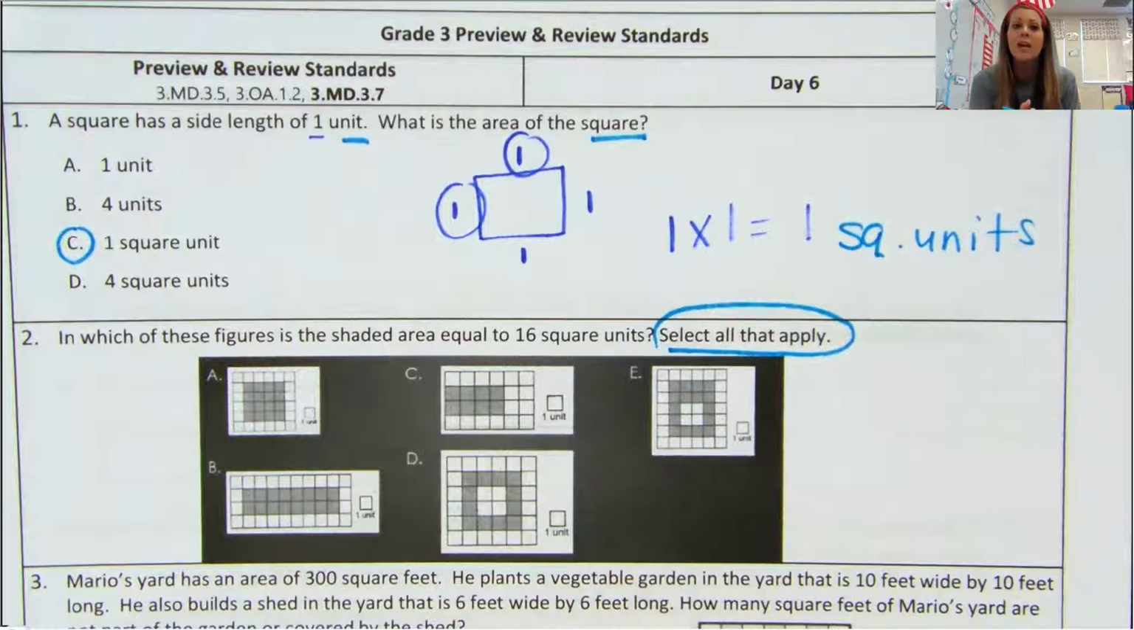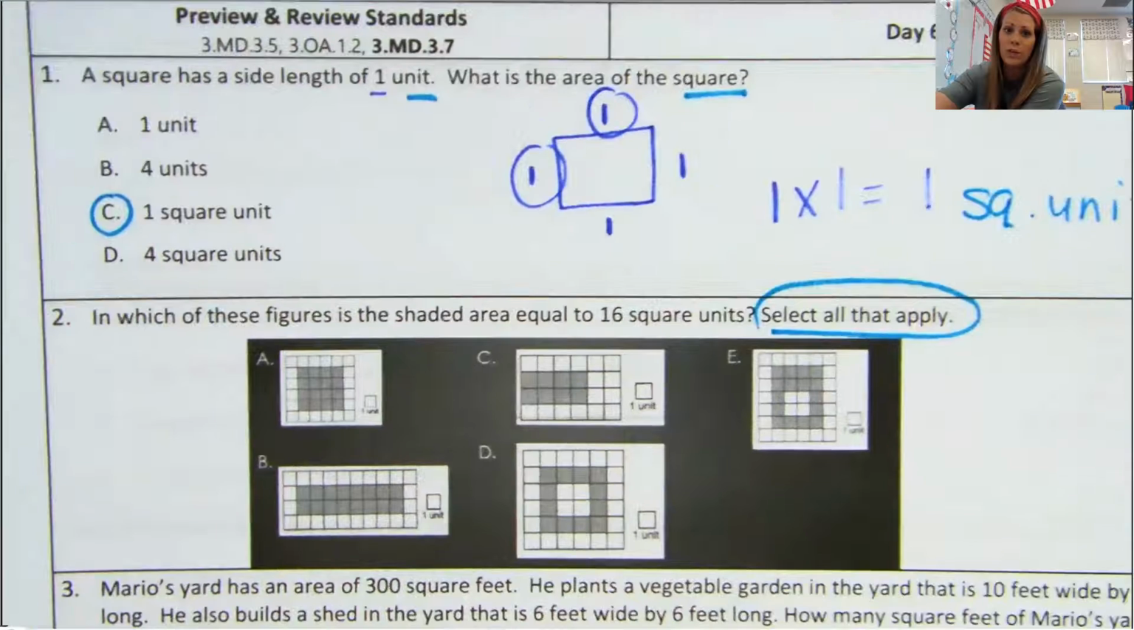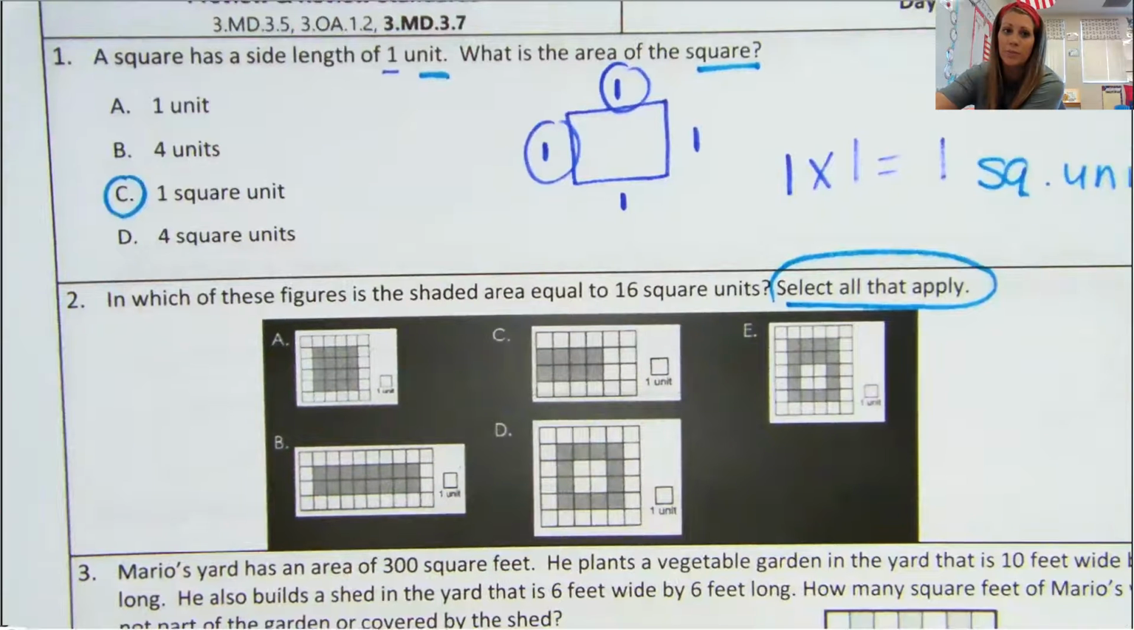So take a minute, find all of the pictures that show an area equal to 16 square units. You can go ahead and hit pause so that you can solve. And when you're ready to check your work, you can push play. Okay, so hopefully you have had time to answer number 2.